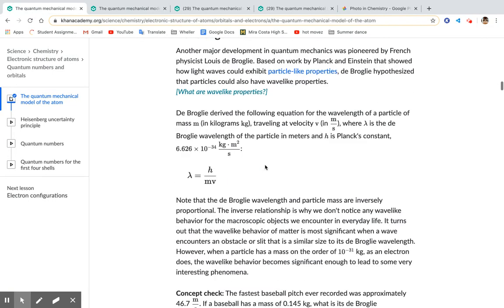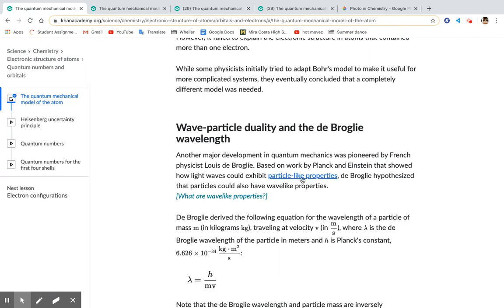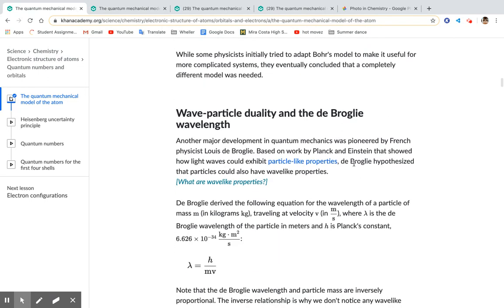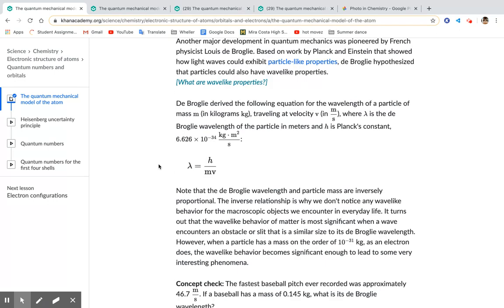The particles can also be seen in waves. And de Broglie, he hypothesized that particles could also have wave-like properties and vice versa. So he came up with this equation, and it helps you figure out the wavelength of the particle.